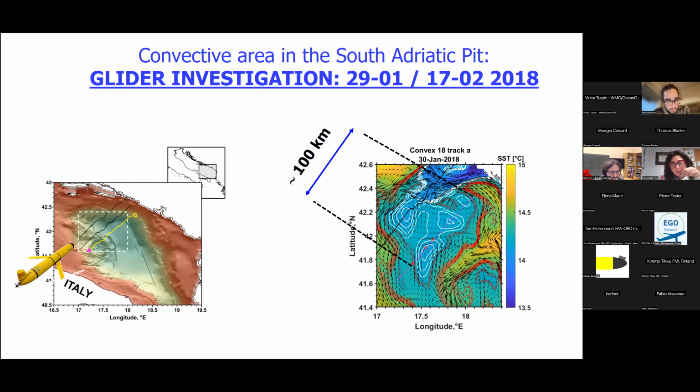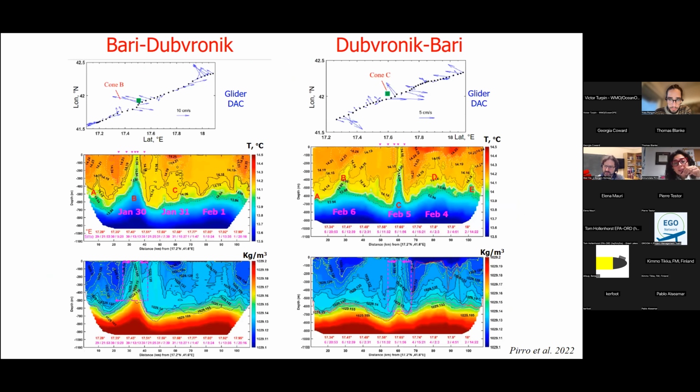So back in 2018, we had a glider field campaign, as I said, in the South Adriatic, monitoring the Bari-Dubrovnik transect. Actually, we do every year. We monitor the preconditioning phase and the convecting phase. This year also we had a survey. We just recovered the glider, and back in 2018 we had a convective area around 100 kilometers large, and I will show you only 2 transects of that field campaign. In particular, the first transect from Bari to Dubrovnik, from January 30 up to January 1st.